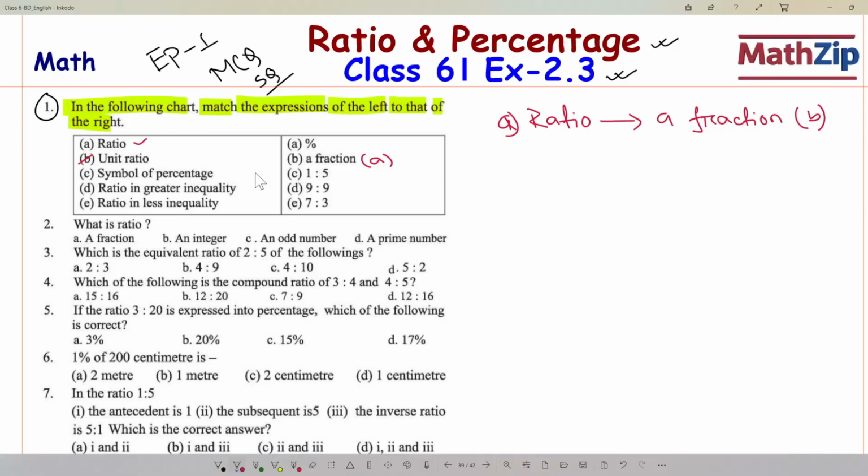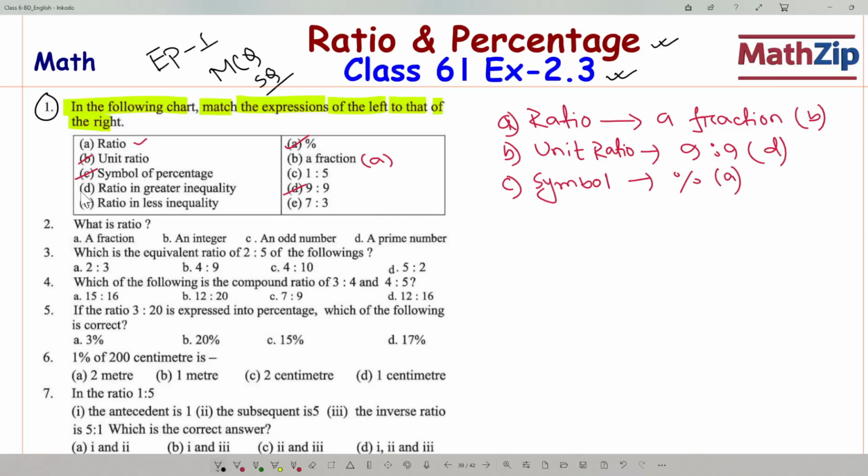Number B, unit ratio. What does it mean? A unit ratio is a ratio whose denominator and numerator are the same. It means number D, 9:9. This is number D. Number C, symbol of percentage, number A, it's like this.